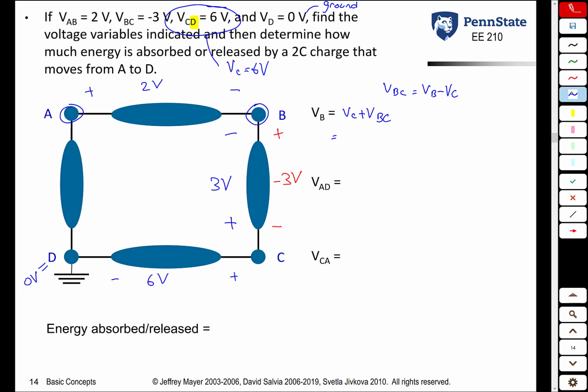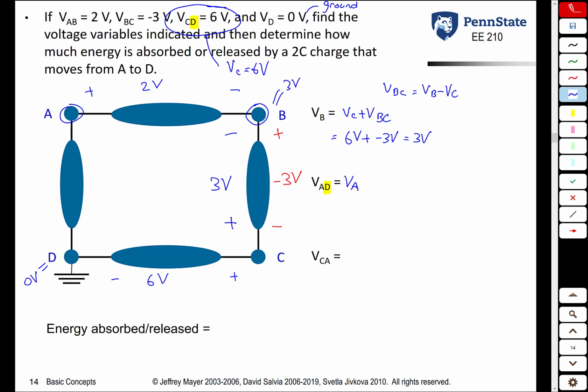So VB is VC, which is 6 volts, plus VBC, which is given, minus 3 volts. So we get 3 volts. So the absolute voltage at point B is 3 volts. Next thing we're asked is to find the relative voltage VAD. Once again, the relative voltage VAD is the same as the absolute voltage VA. Why? Because D is ground.